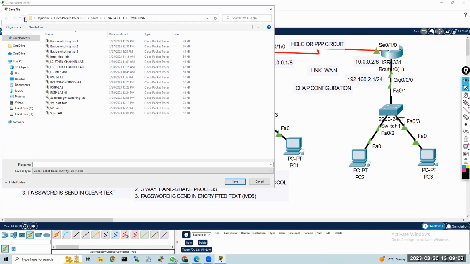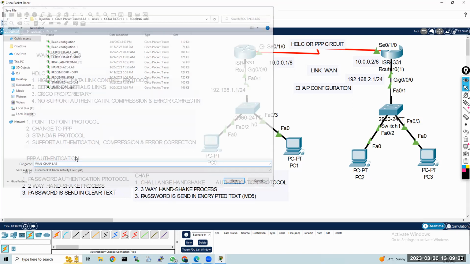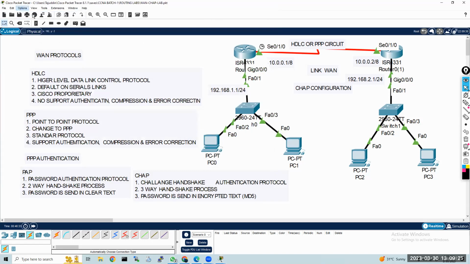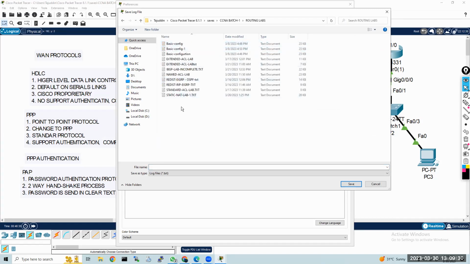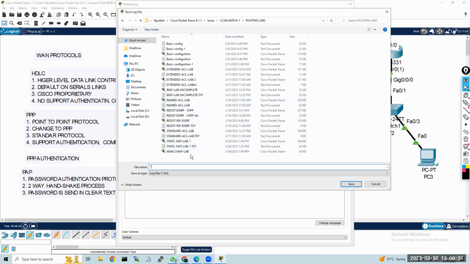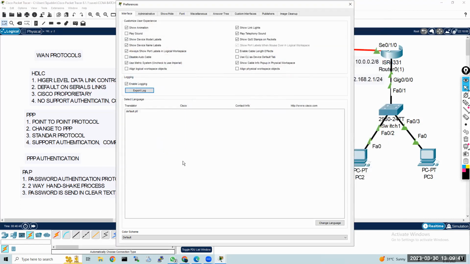So anyhow, I will save this. I think this will come under routing. This is WAN, CHAP lab. I think you are able to understand, no? Did you understand? Yes, sir.